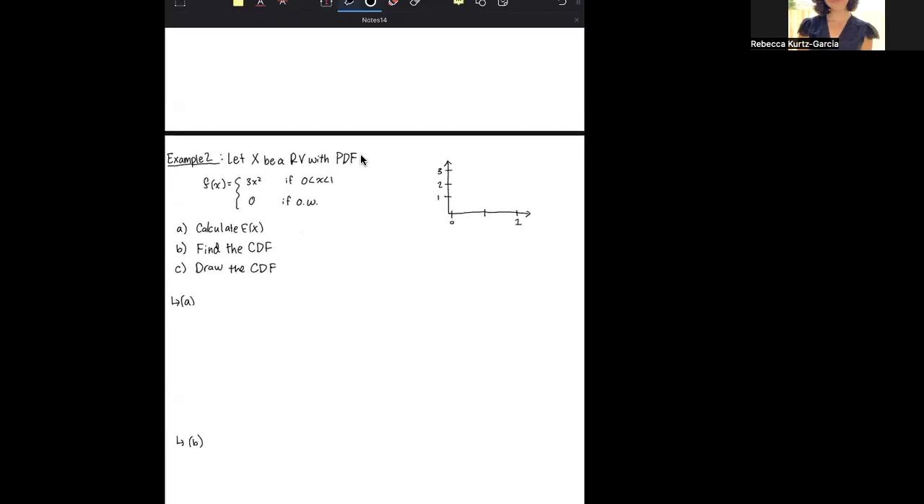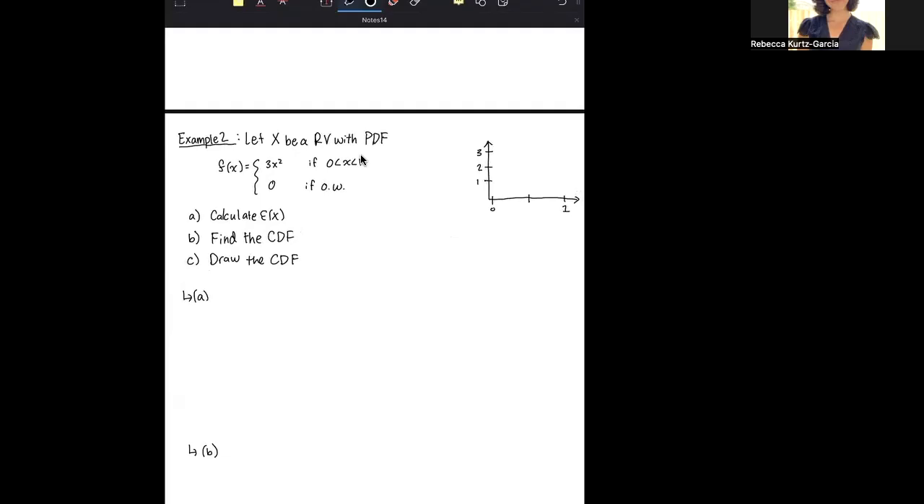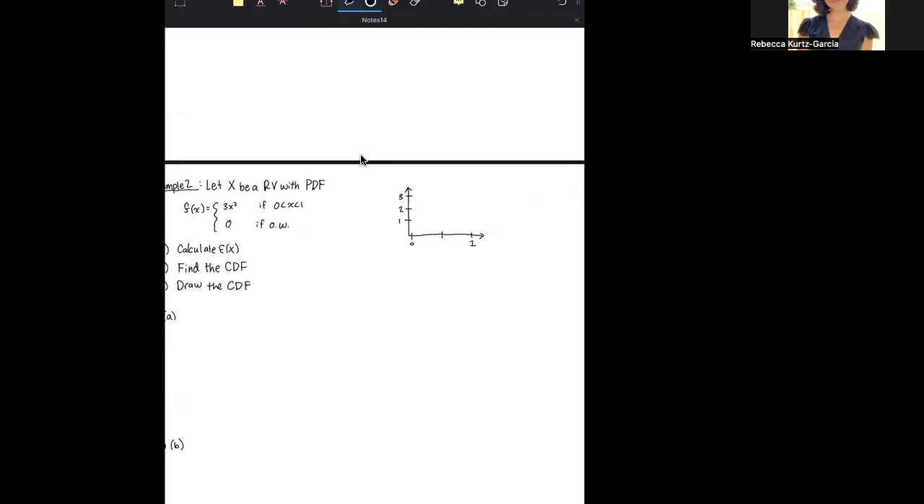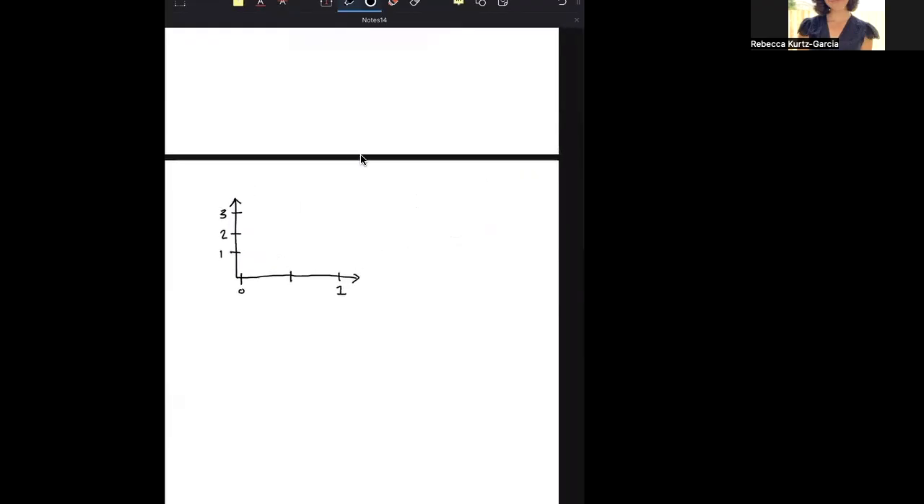All right, let's do another example of a continuous random variable. So this is example 2. This time we are starting with the PDF. And let's go ahead and just draw this to get a sense of what this distribution might look like. It is a little different from the previous one. Now our support is from 0 to 1, and our function is 3x squared.